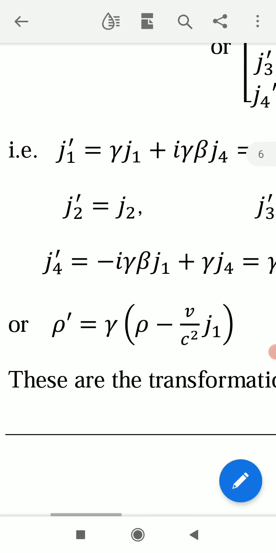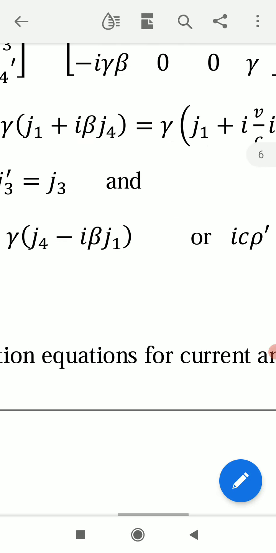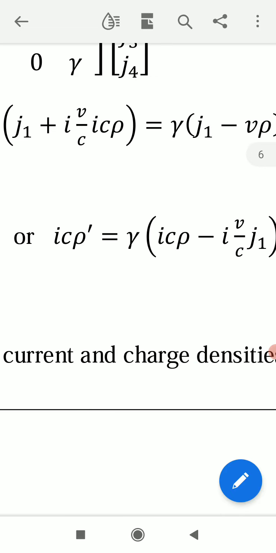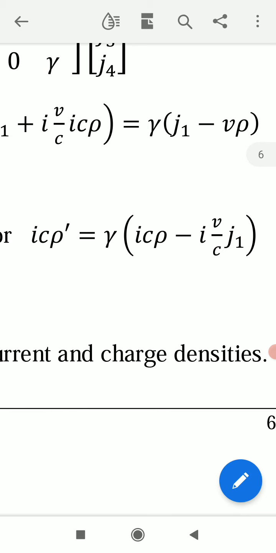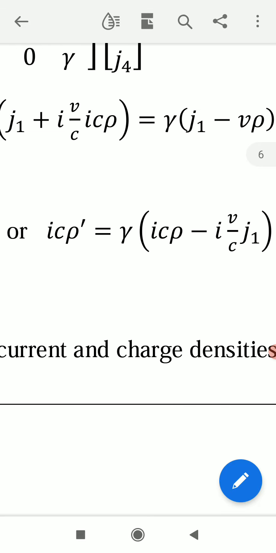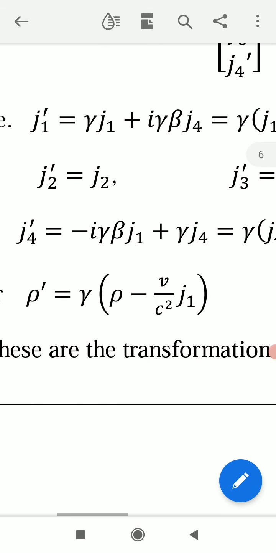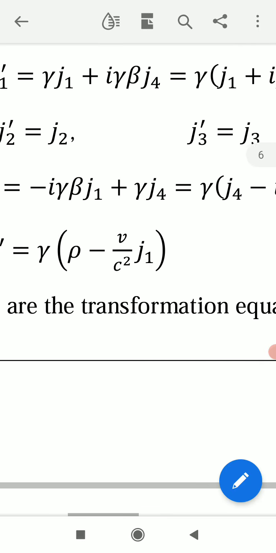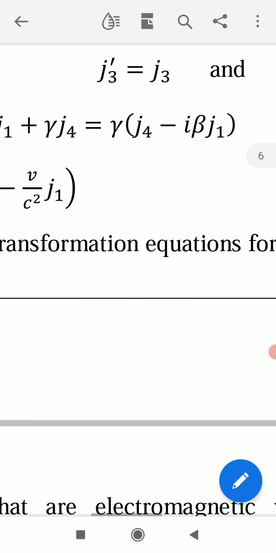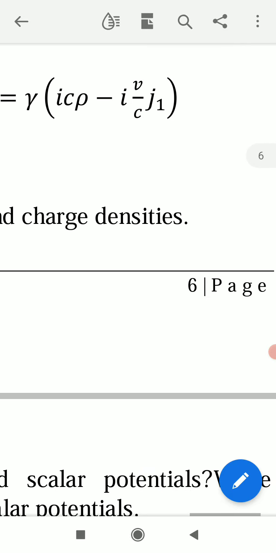And J4 dash is IC rho dash and J4 is IC rho. So we have this relation IC rho dash equal to gamma into IC rho minus I beta J1. Here we put beta equal to V upon C and then J1. If we divide this equation by IC, we find the expression for rho dash as rho dash equal to gamma into rho minus V upon C square J1. These are the transformation equations for current and charge densities.